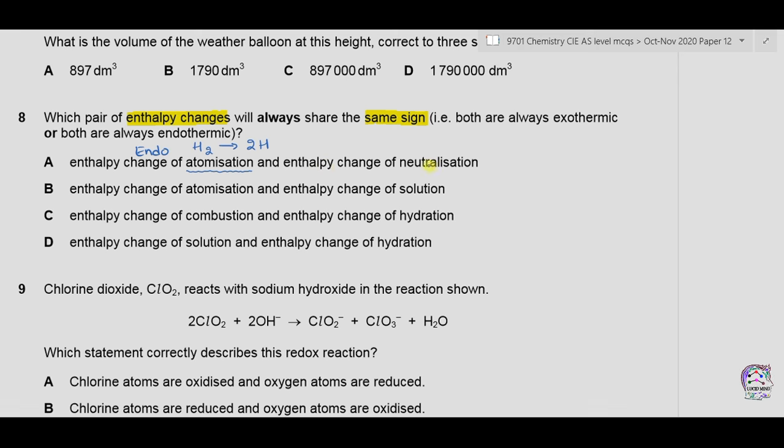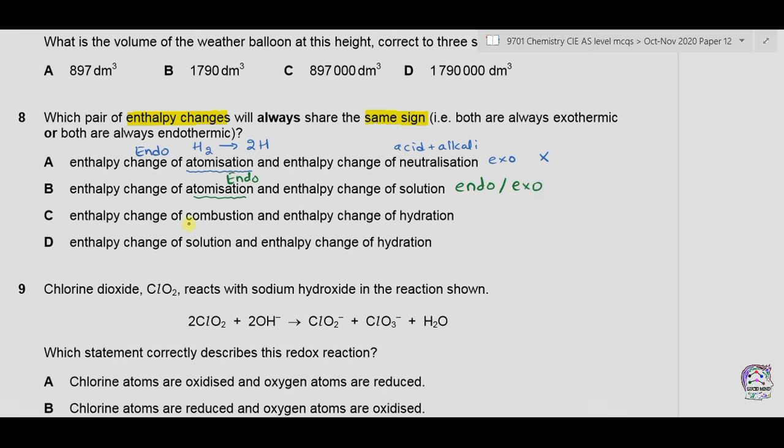Enthalpy change of neutralization is when acid reacts with alkali to form salt and water, and this reaction is always exothermic. So A is incorrect. B. Enthalpy change of atomization, which is again endothermic, and enthalpy change of solution. In solution, a solute is dissolved in enough volume of solvent to make up a solution. The enthalpy of solution is dependent on the type of solute, so it could be either endothermic or exothermic in nature.